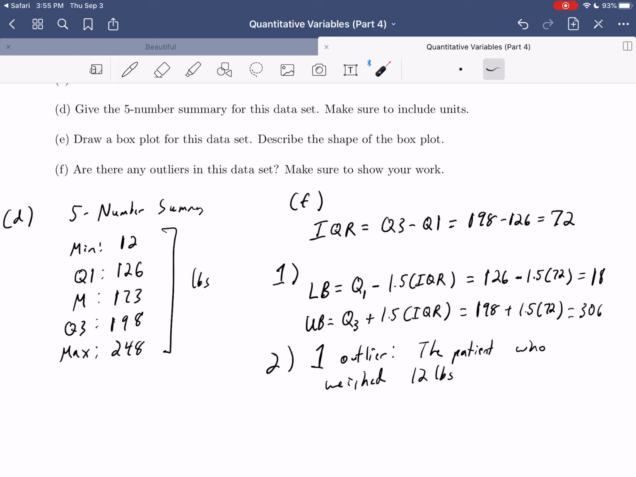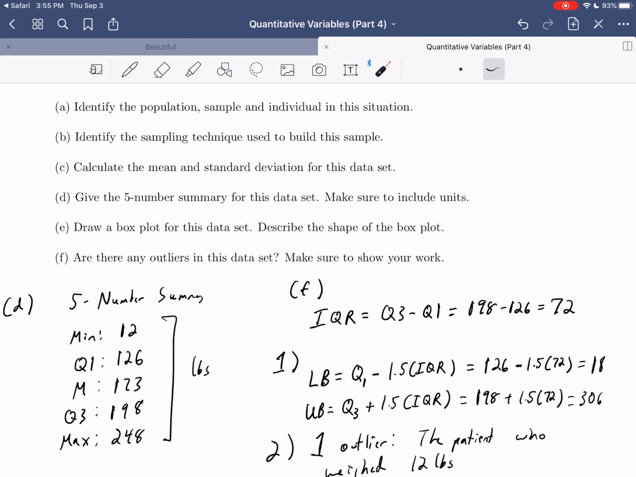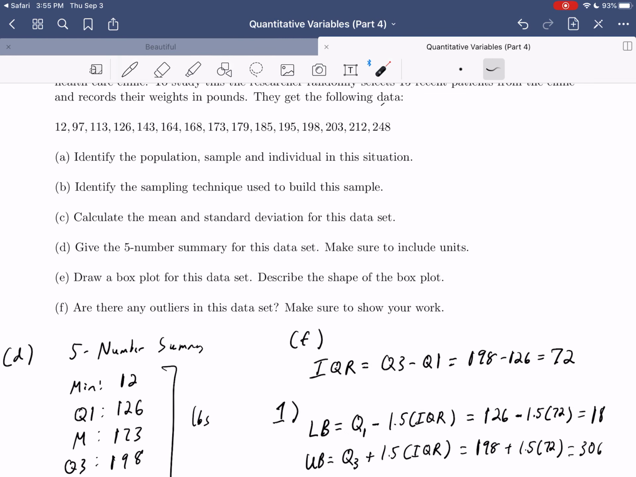Now, a couple quick notes about running this outlier check. First, when you go to actually do step two, you always look back at your data. The only things that are potentially outliers are points from your data set. These bounds, 18 and 306, are never going to be outliers. These are just made up values that we found to construct our range. The outliers themselves, if there are any, have to be in your original data set.